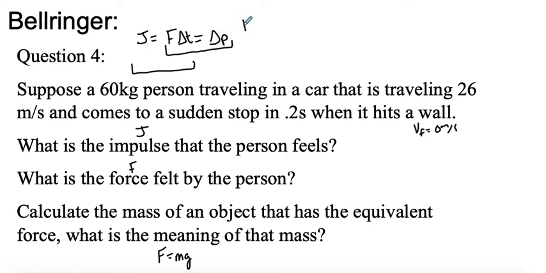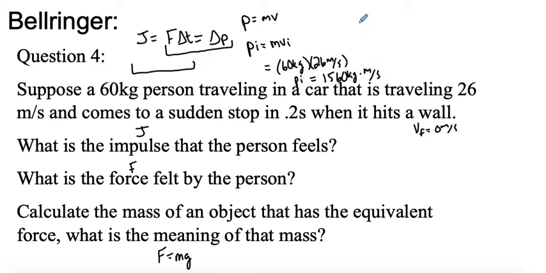Remember, momentum is just mass times velocity. If we had an initial momentum, that would be mass times initial velocity. So we can do that one here. We have a 60 kilogram person, and our initial velocity is 26 meters per second. So we can take those two and multiply them out, and we'll get 1,560 kilograms times meters per second. So that's my initial momentum of the person sitting in the car.